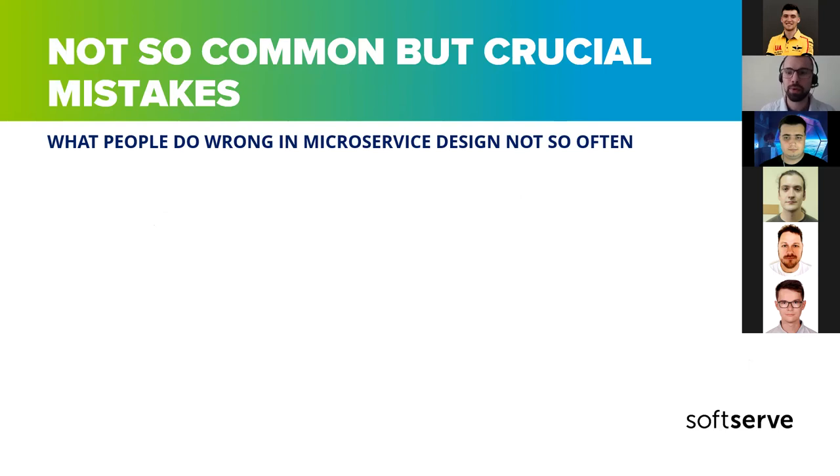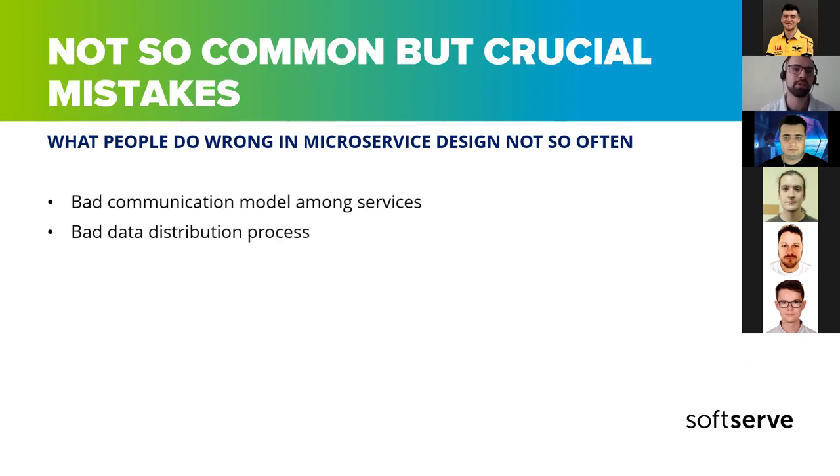Okay, at this point, we're going to have a look at two not so common mistakes, but very crucial mistakes. You're going to see soon why we are discussing them. The first one is a bad communication model amongst services. If you pick a bad communication model among services, it's going to lead to issues. For example, you pick direct communication over HTTPS or sockets or whatever it is instead of the message bus, even though in that particular case the message bus would work better, or vice versa. Then it's going to lead to a lot of issues.